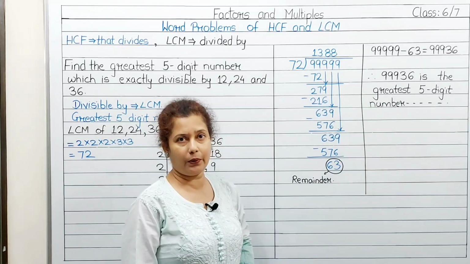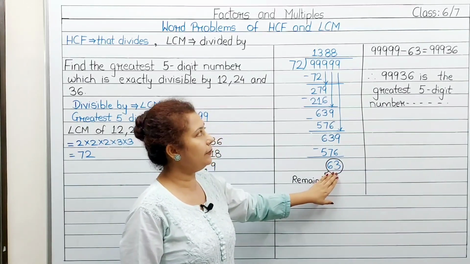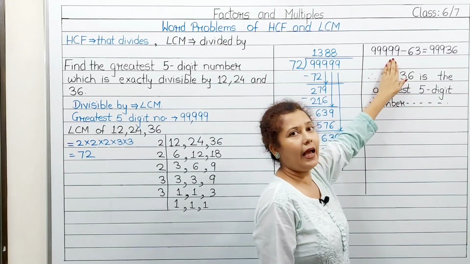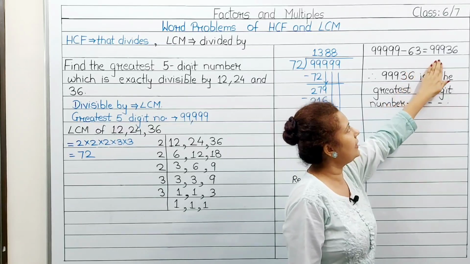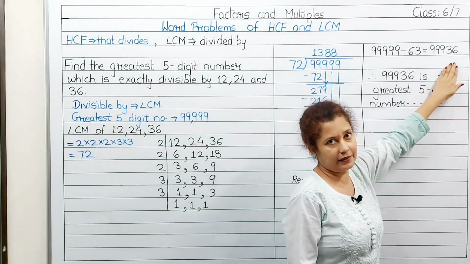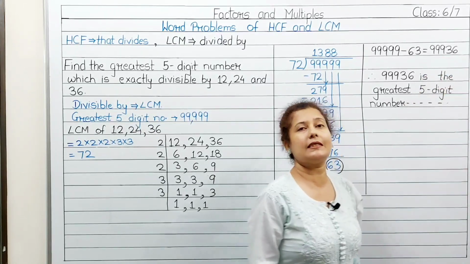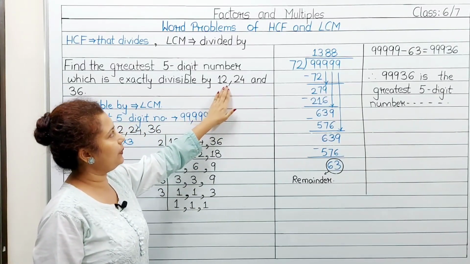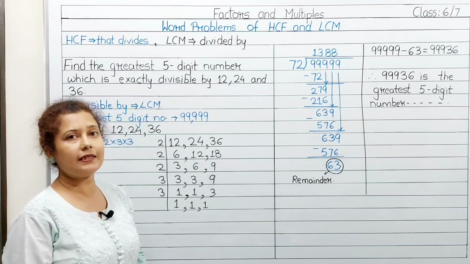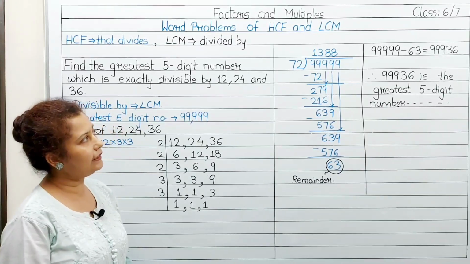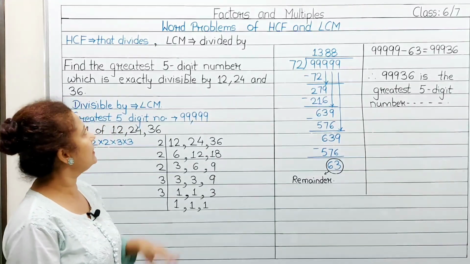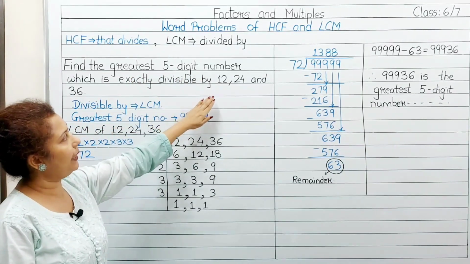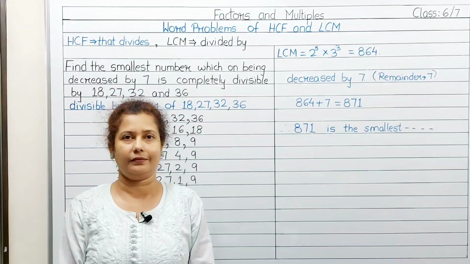Here the remainder is very important for us. We will subtract this remainder from the greatest 5-digit number. 99,999 minus 63 is 99,936. So this is the number which is completely divisible by the numbers given to us, that is 12, 24 and 36. So the last statement we will write is that 99,936 is the greatest 5-digit number which is exactly divisible by 12, 24 and 36.